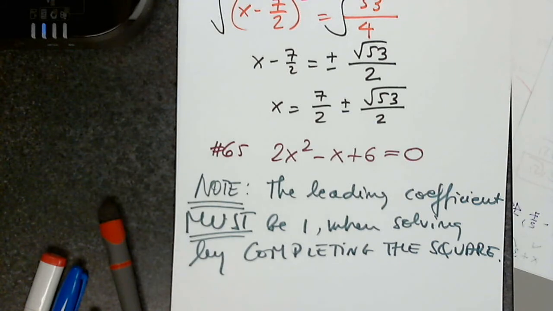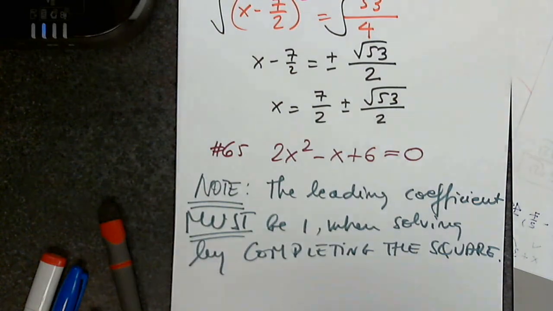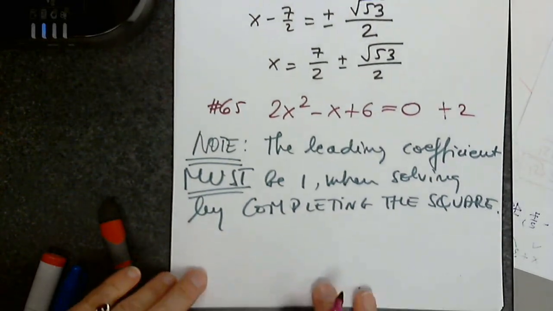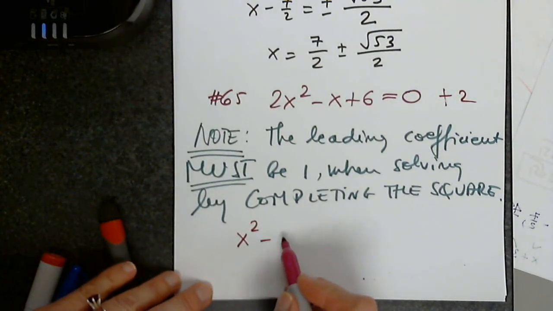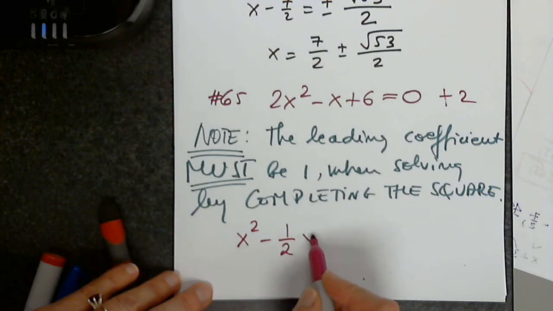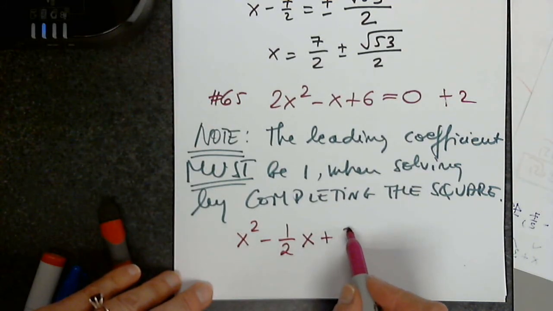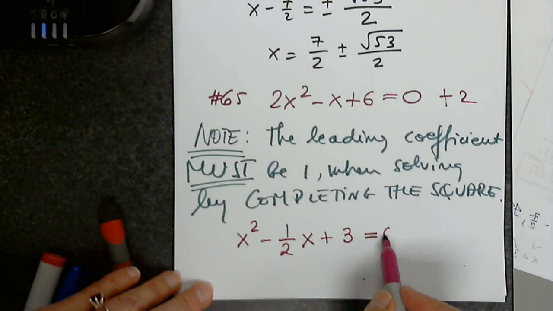Note, the leading coefficient must be 1 when solving by completing the square. It's a must. No problem. How do I get that equation to have a leading coefficient of 1? Absolutely. So then I have x squared minus 1/2 x plus 3 equals 0.